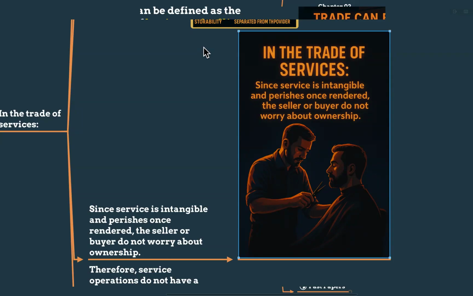The seller or buyer do not worry about the ownership. You are not going to worry about the ownership, and I'm not going to worry about the ownership. It's service. That's the kind of this, right?